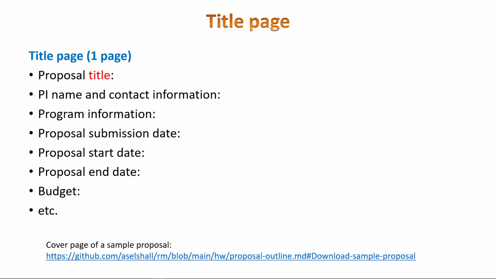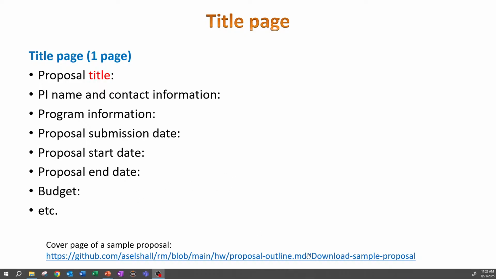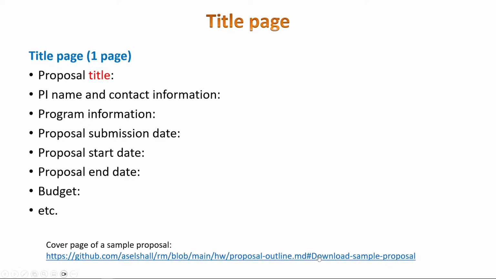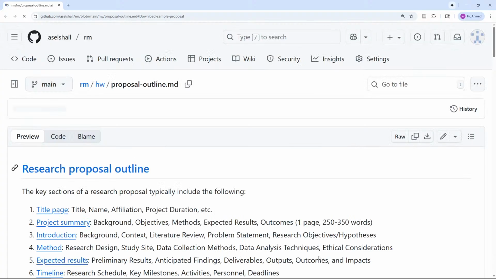So if you don't want your email to be out there, usually when you publish a paper, if you are a corresponding author, your email will be out there anyway. But contact information would be your affiliation, like the College of Engineering, program information, proposal submission date, start date, and proposal end date. That's very important.